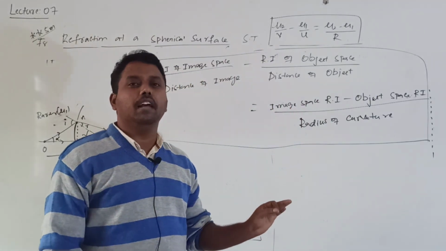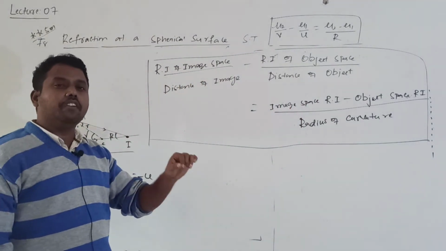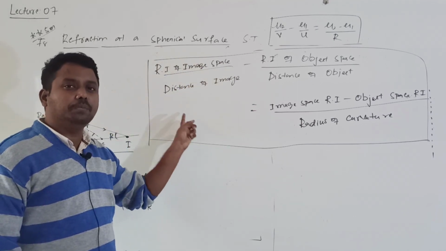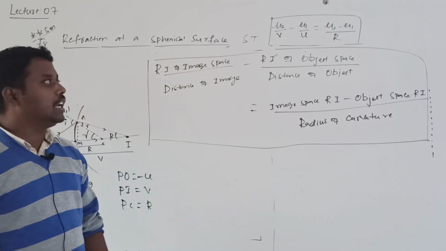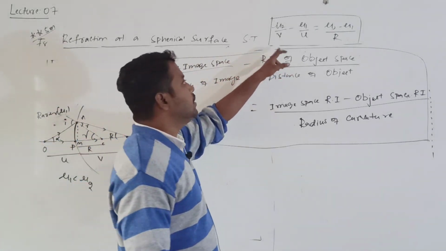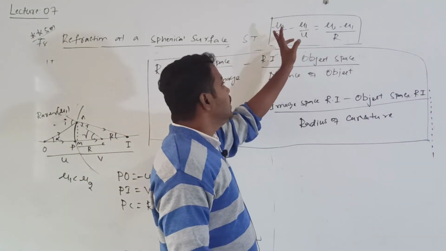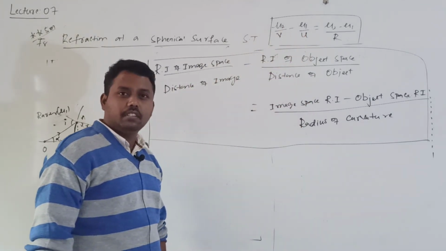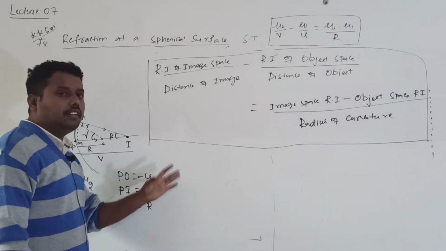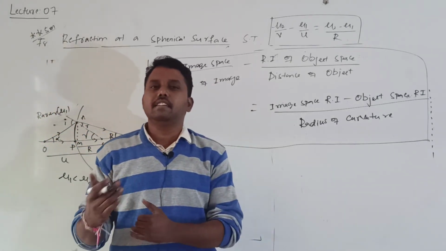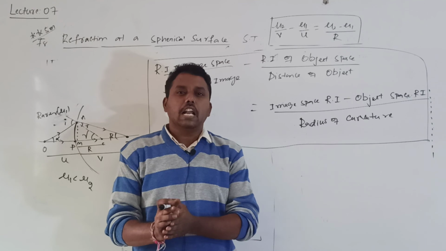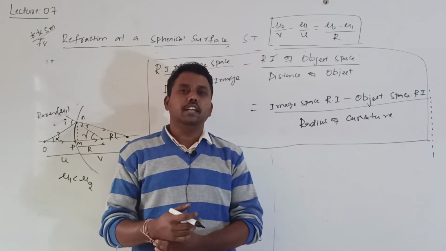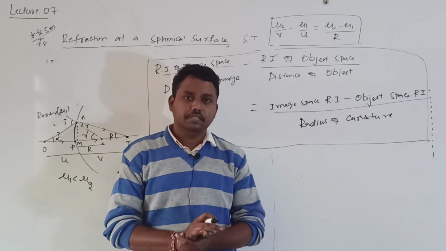Like in reflection the mirror equation is so important, in refraction this equation is that much important. It is the relation between the refractive index of the object space and image space, distance of the object, distance of the image, and radius of curvature. So understood? So this is for this class. In the next class we will start refraction by lenses, and we will see the Lensmaker's formula. Okay?